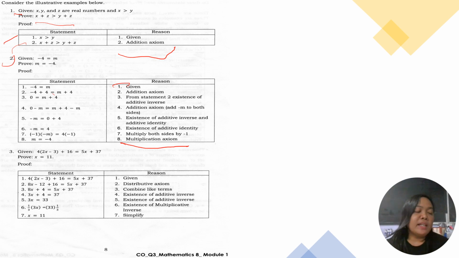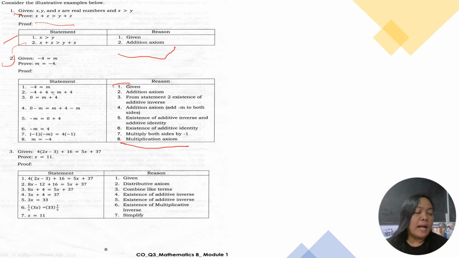So 5x plus negative 5x is 0. So what is left is 37. So statement number 4, we have 3x plus 4 equals 37. Meaning to say, we just have to apply the additive inverse in statement number 3. Then, to make statement number 5, we need to apply again additive inverse in statement number 4.